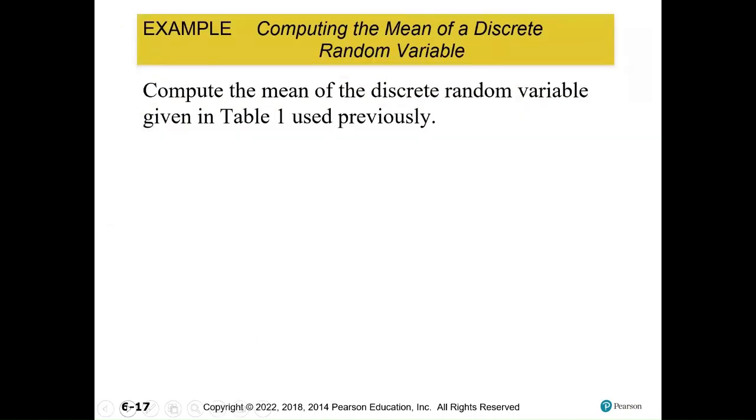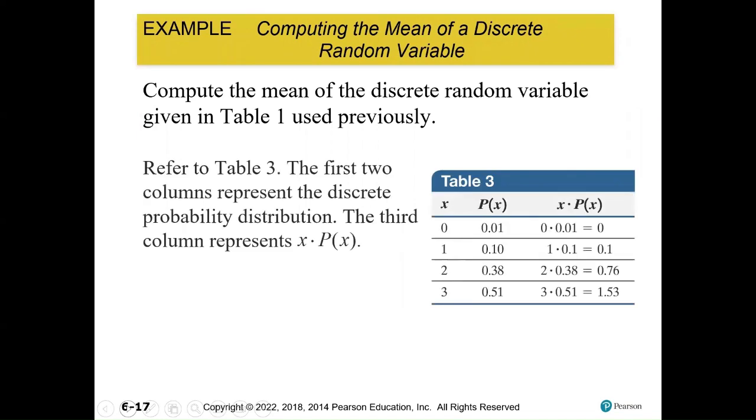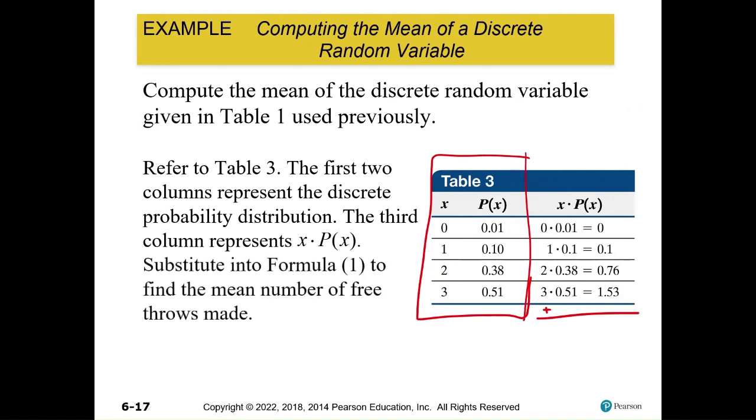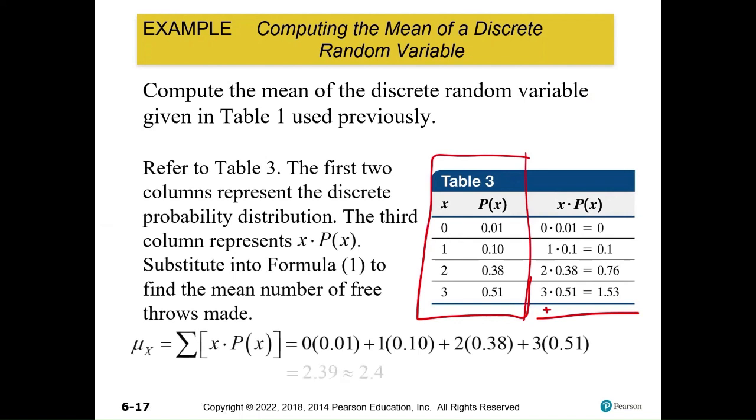Okay, so we're going to use that same table that we had. This was the table. Your first step is to multiply across here. So 0 times 0.01 is 0. 1 times 0.10 is 0.1. 2 times 0.38 is 0.76. 3 times 0.51 is 1.53. And then the last thing you're going to do is sum all of those together, and that's going to give you your mean. Add all of them together, and you get roughly 2.39. If I wanted to round to one decimal place, it would be 2.4.